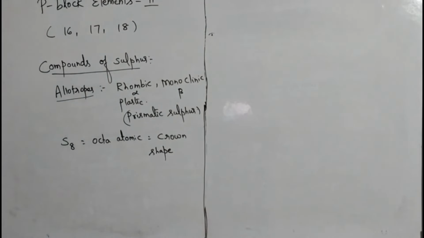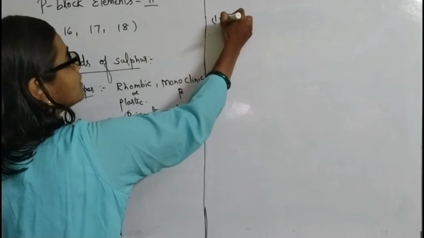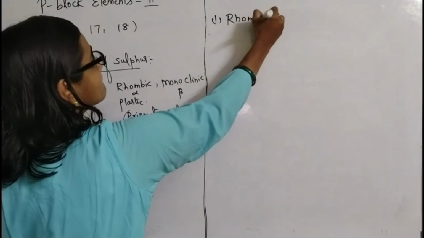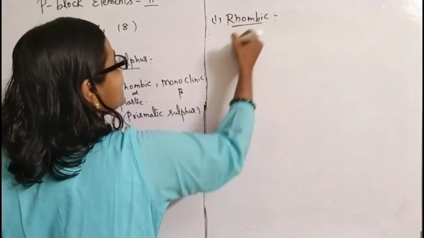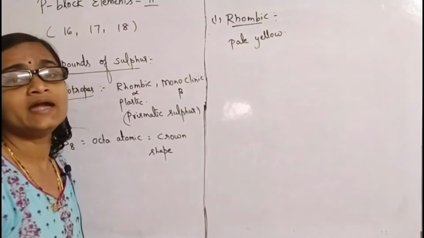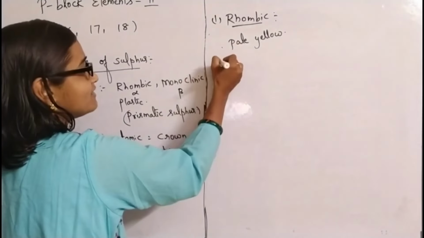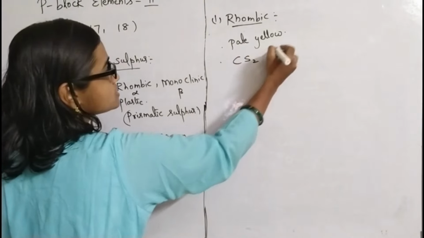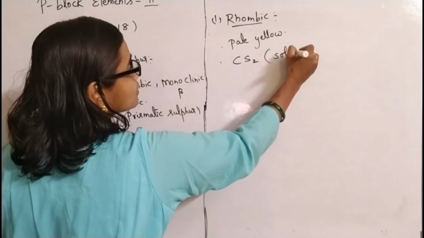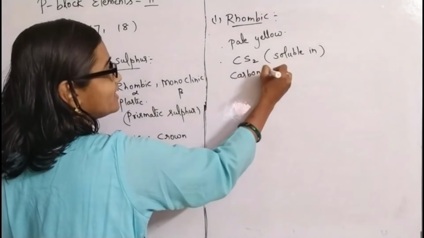Then if you go for the properties of sulfur, rhombic sulfur is a pale yellow colored solid. It is insoluble in water and soluble in carbon disulfide, another solvent, CS2. What is CS2? Carbon disulfide.